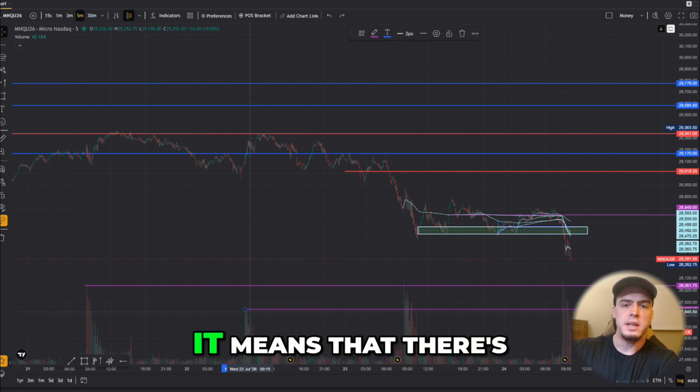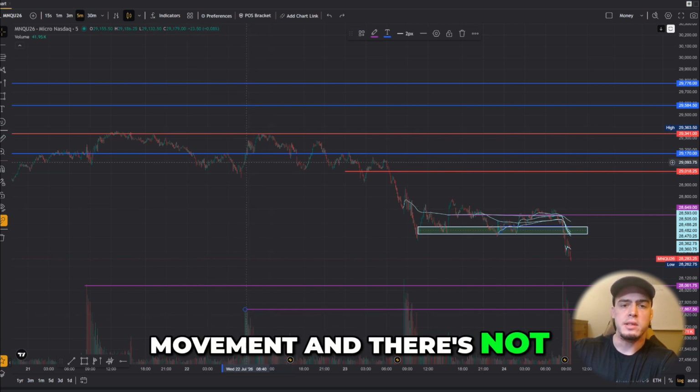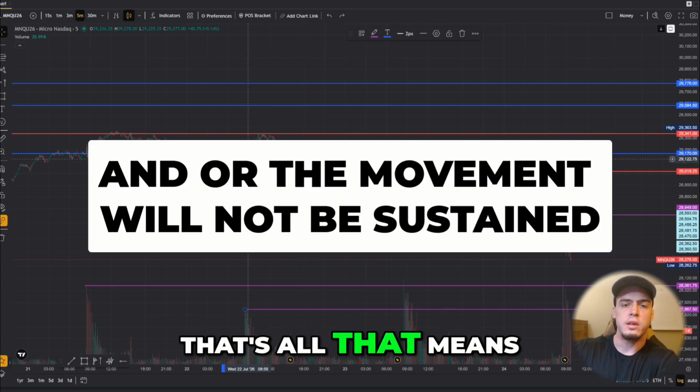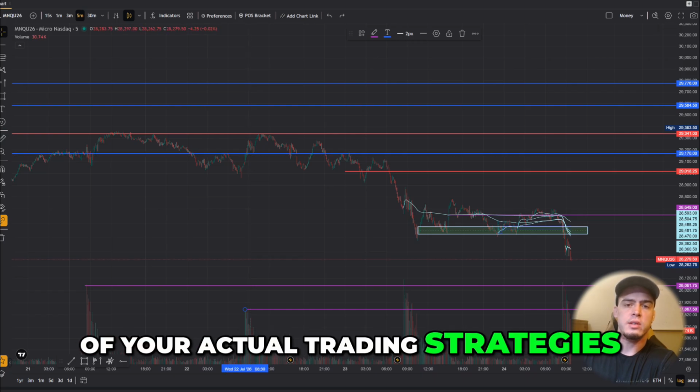So what does this mean? It means that there's not a lot of exchange over here. If you have a movement and there's not a lot of exchange, that implies that the price is going to move away from that. That's all that means. So how do you take that and apply that in the direction of your actual trading strategies?